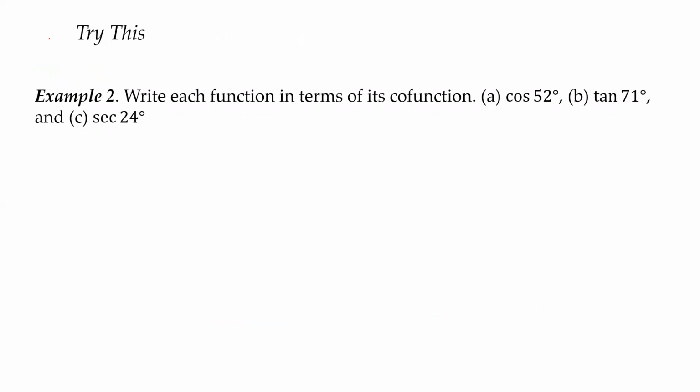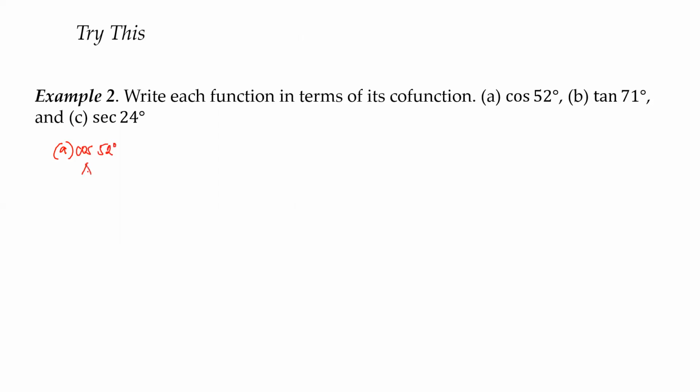Write each function in terms of its cofunction. Letter A, cosine 52 degrees. Letter B, tangent 71 degrees. And letter C, secant 24 degrees. So for letter A, that is cosine 52 degrees.